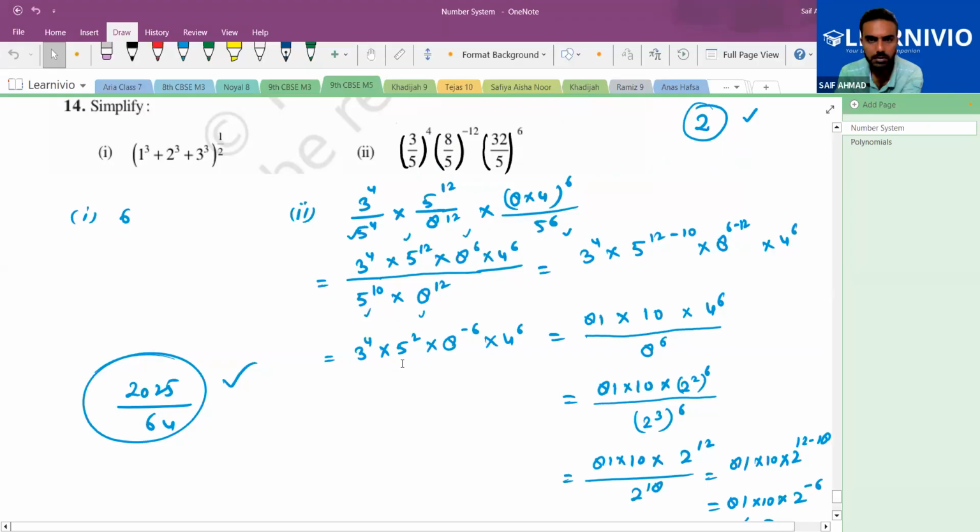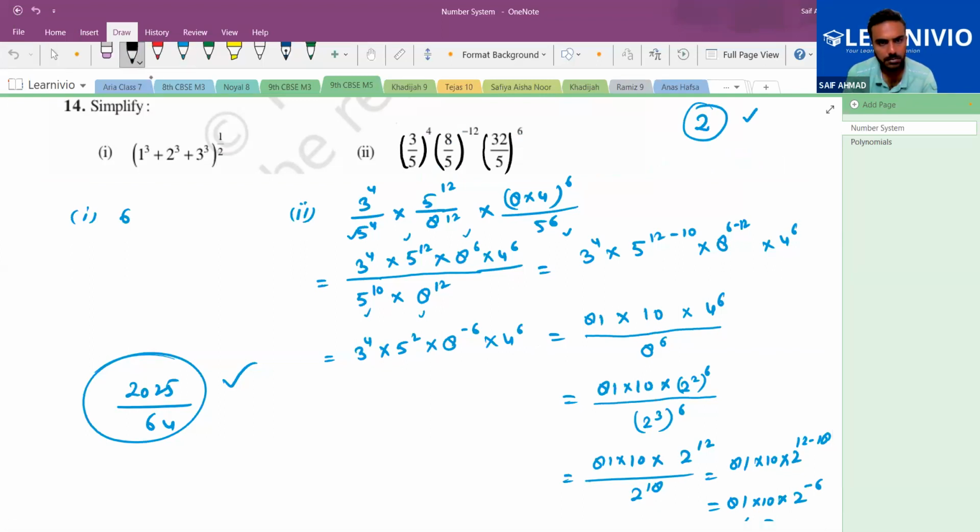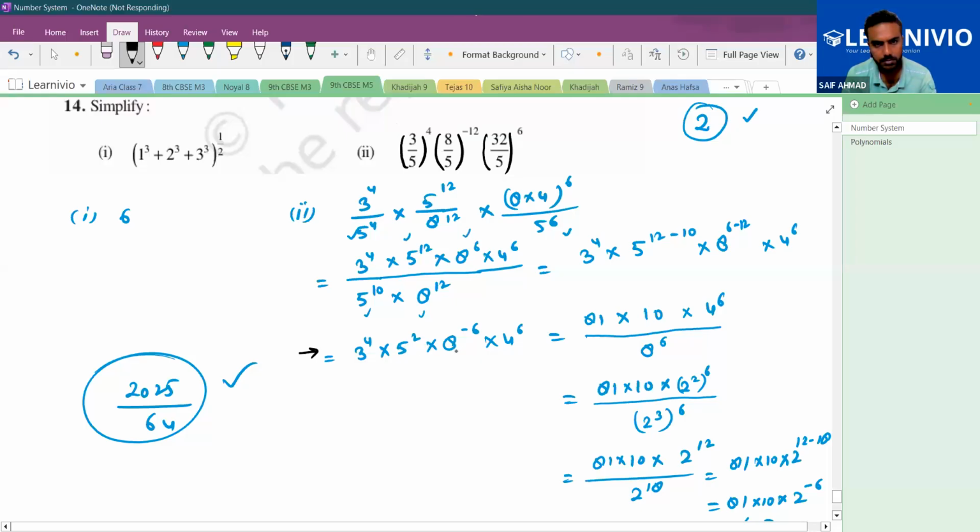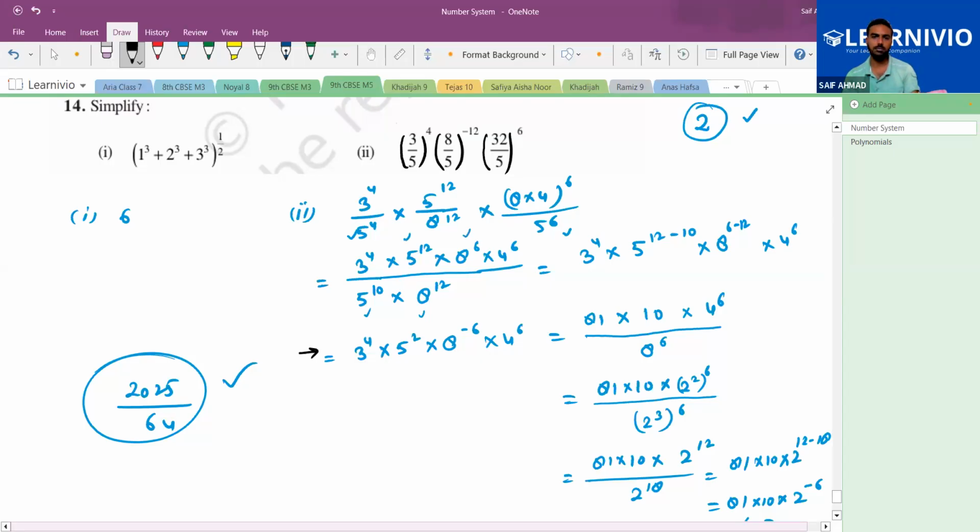In which line are you talking about? Third line. 81 into 25, right, sir? In this line? Yes, 3 raised to the power 4 into 5 raised to the power 2 equals 81 into 25. But there it is 81 into 10.